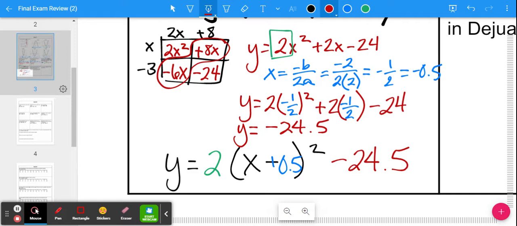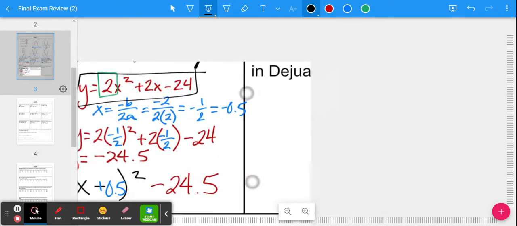So again, from standard form, which is y equals ax squared plus bx plus c, which is this one right here, you do your negative b over 2a to find the x value of your vertex, plug it back in to find the y value, and then substitute in.